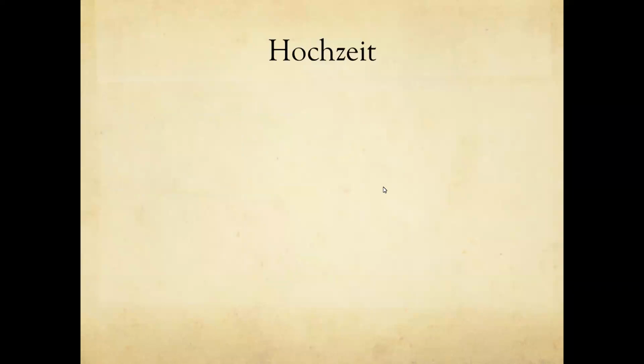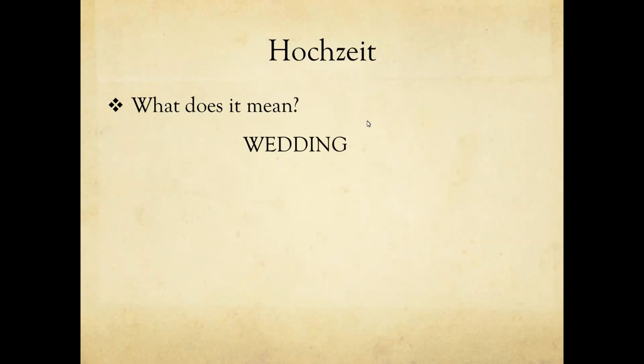Now, a lot of people get the words Ehe and Hochzeit a little bit confused, but Ehe is the actual marriage itself, whereas Hochzeit means wedding. And it actually translates to high time. So a wedding is a high time. And what does Hochzeit look like in the old German script?